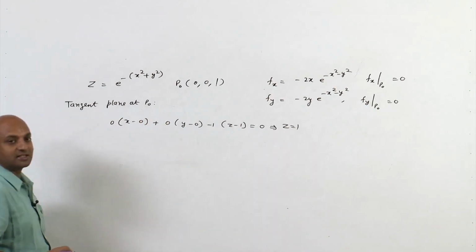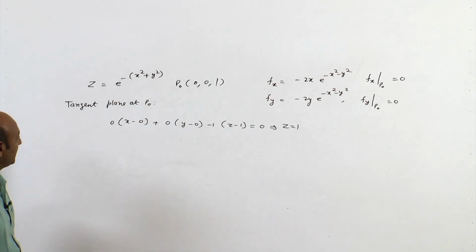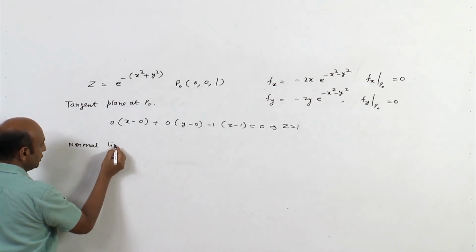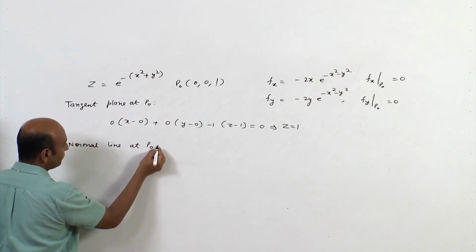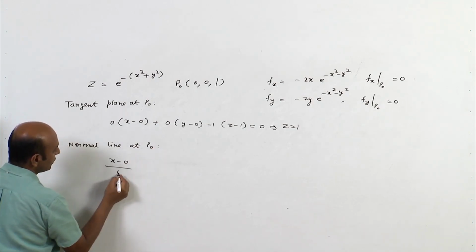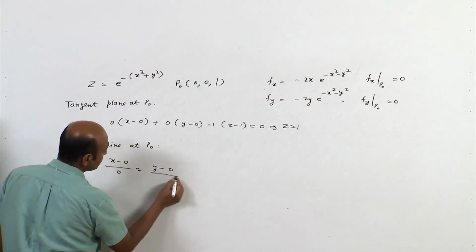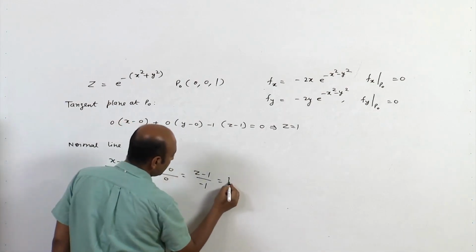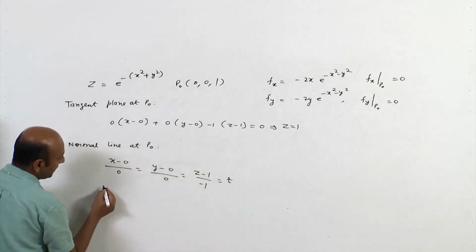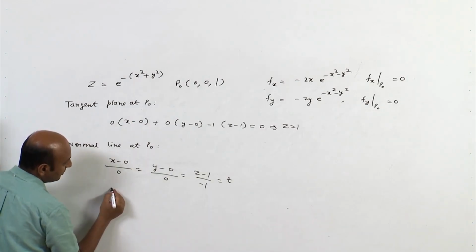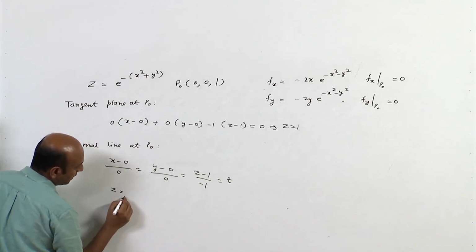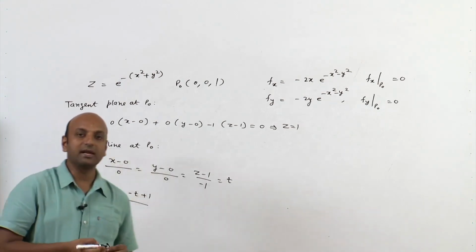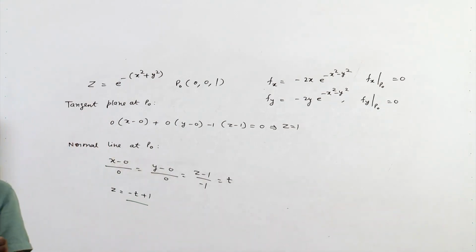So this is the equation of tangent plane at this point for this curve, and normal line at P naught will be x minus 0 upon 0, y minus 0 upon 0, and z minus 1 upon minus 1 equal to t. So you can take this will be z is equals to minus t plus 1 for any t. Similarly, we can solve the next problem.